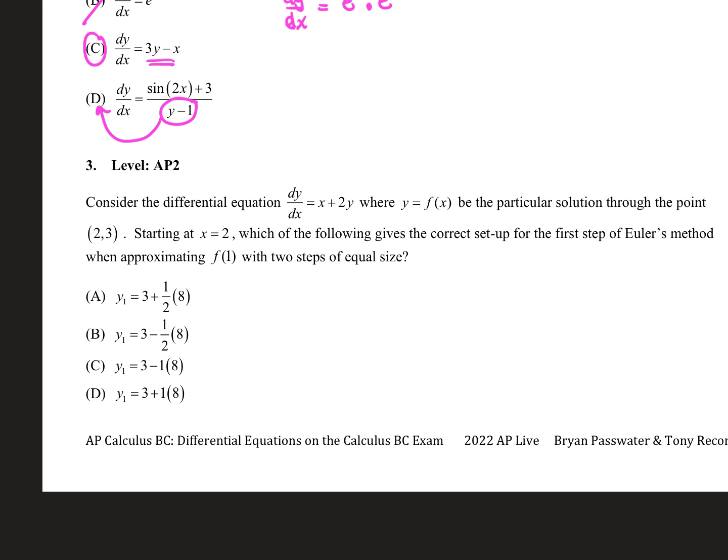So this is asking for Euler's method. Which of the following gives the correct setup for the first step of Euler's method? So we want to do 2 equal step sizes, and we're starting here. Our x value is starting at 2, and we're heading to 1. Halfway in between is 1.5, which means our step size is negative 0.5.